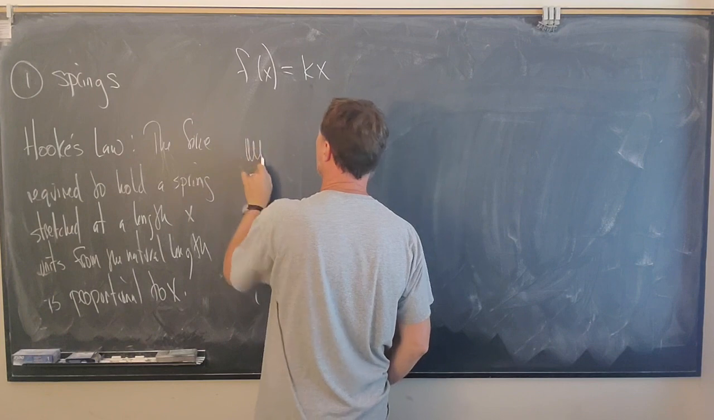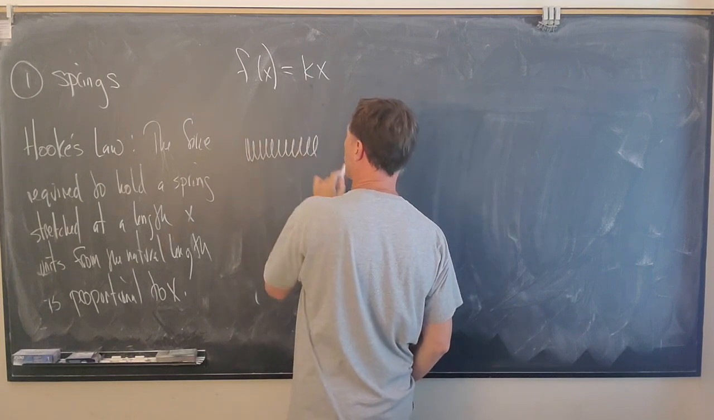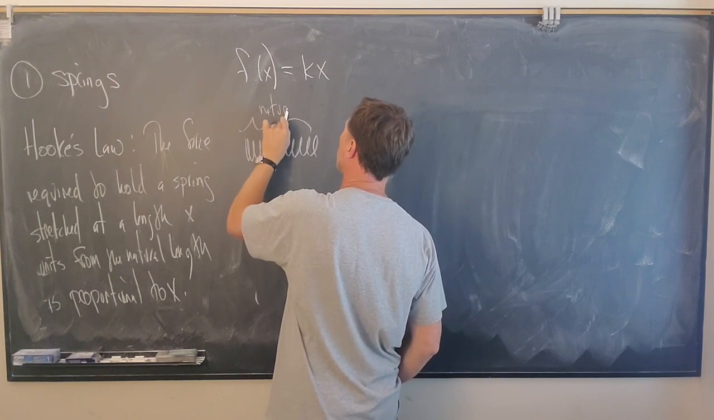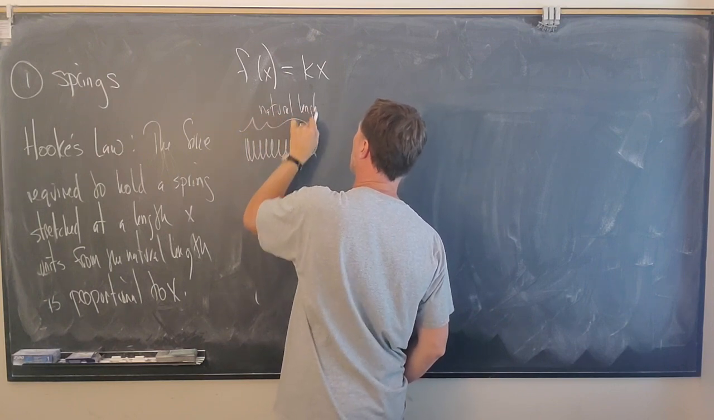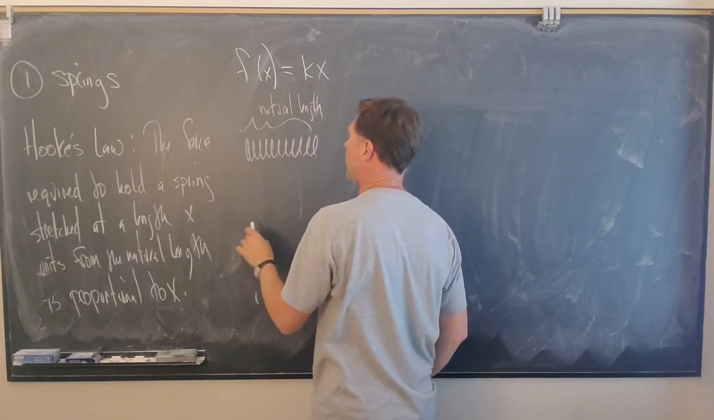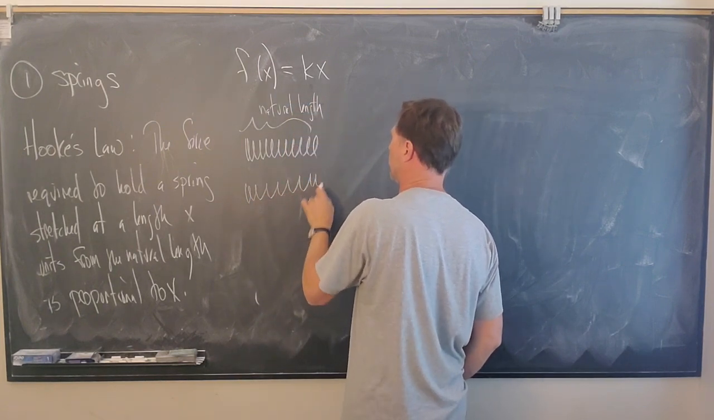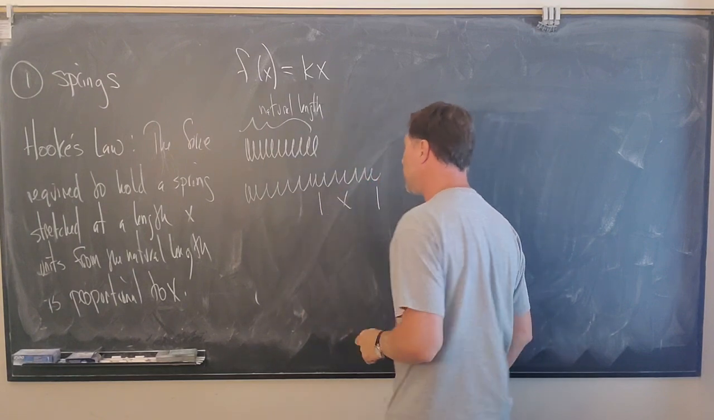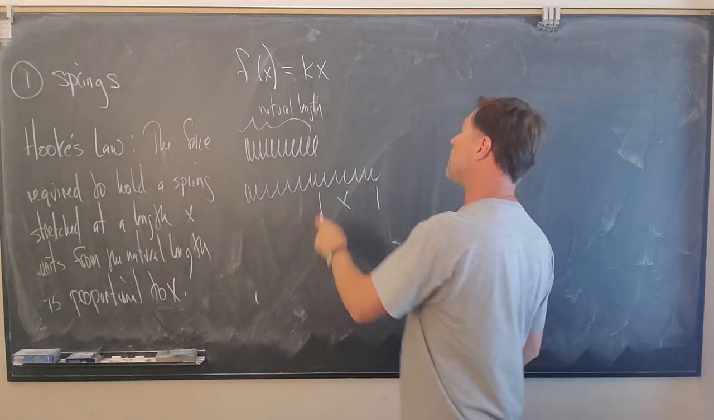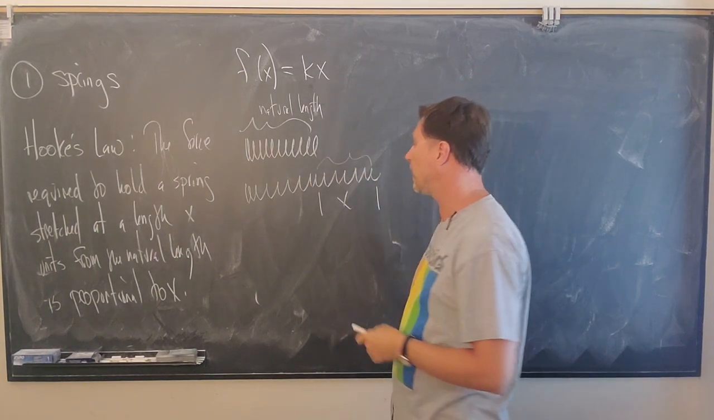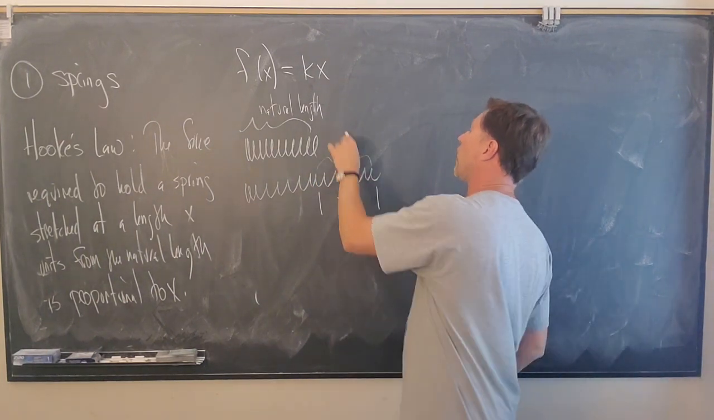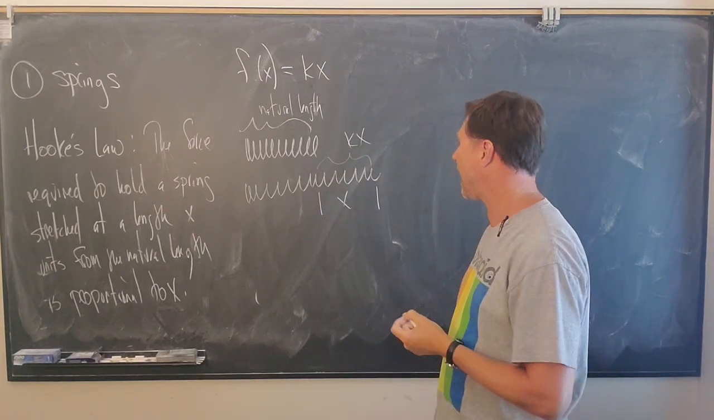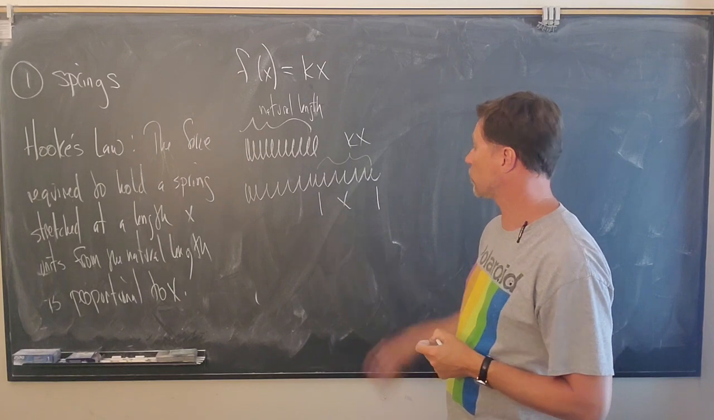So let's say you've got your spring, right? And here's natural length. And then you stretch that spring x units from its natural length, right? There's a given force required to hold it in that position. What is it? It requires k times x newtons or pounds, depending on which you're working with, to hold it stretched in that position.